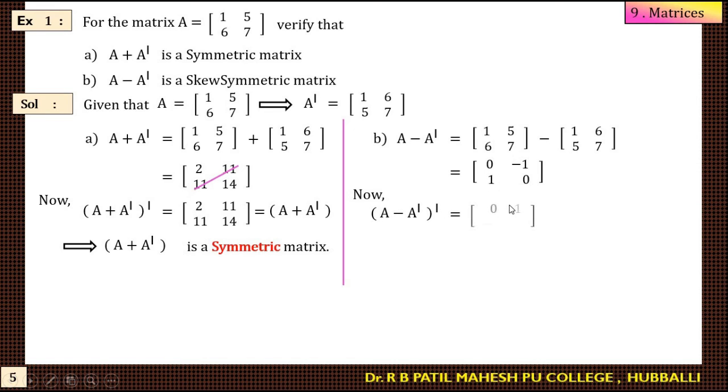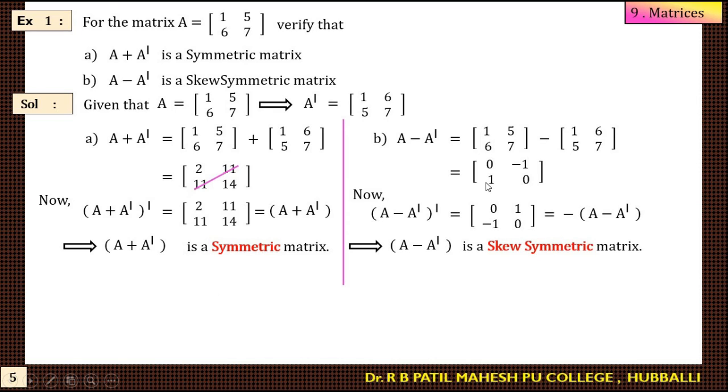Now I am finding the transpose. So 0, minus 1 column wise, 1, 0, second column. Now this is negative; if we take it common, it is a minus of A minus A dash. If you multiply minus to this, it is a minus of A minus A dash matrix. You will get this. So therefore directly I am writing this is minus of A minus A dash. So A minus A dash whole dash is equal to minus of A minus A dash. So this implies A minus A dash is a skew symmetric matrix.